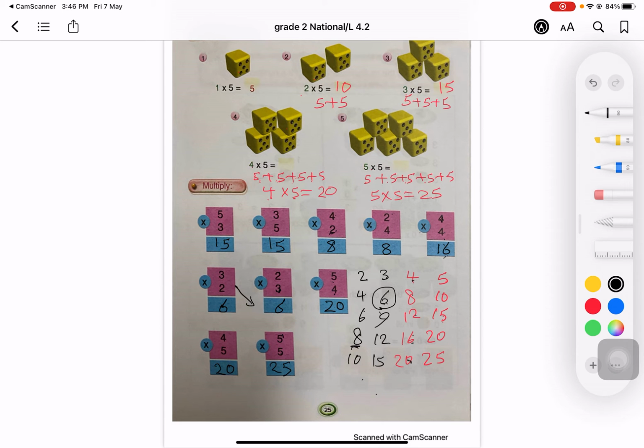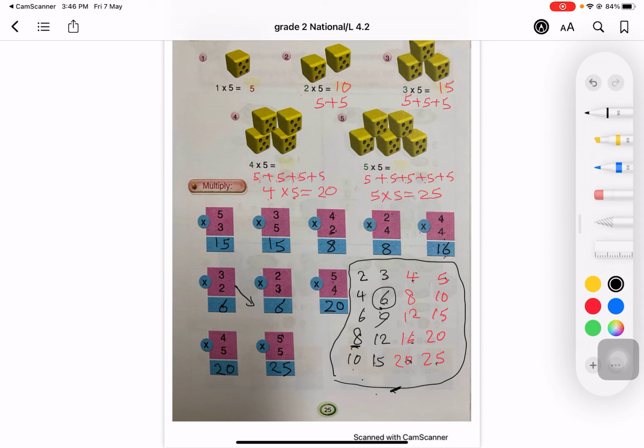Okay? So in grade 2, you should memorize table 2 to table 5, until 2 times 5, 3 times 5, 4 times 5, or 5 times 5. If you memorize how to skip count by 2s, by 3s, by 4s, by 5s, it will be easy for you to solve. So you need to memorize this. Now we finish this lesson.